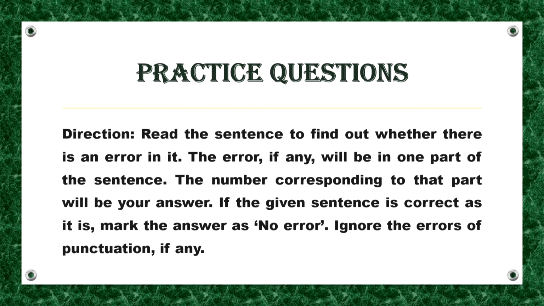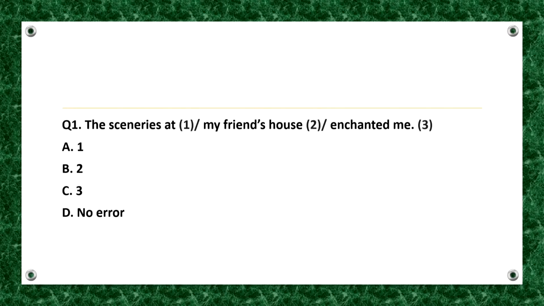Now moving on, let's solve some error detection questions. As usual, I will give you some time to solve them and then later on we will discuss. So let's begin. Here are the instructions given. Let me first read them out. Read the sentence to find out whether there is an error in it. The error, if any, will be in one part of the sentence. The number corresponding to that part will be your answer. If the given sentence is correct as it is, mark the answer as no error. Ignore the errors of punctuation, if any. So here's the first question.